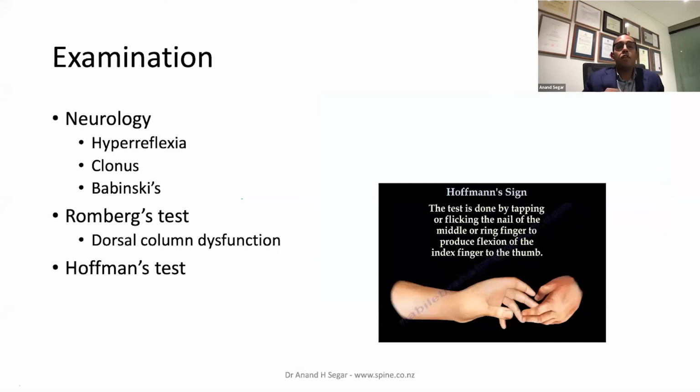Hoffman's test is another useful thing. This is a long, deep tendon reflex to the middle finger, where you flick the middle finger and they get a reciprocal contraction of the index and the thumb. And that suggests upper motor neuron dysfunction.